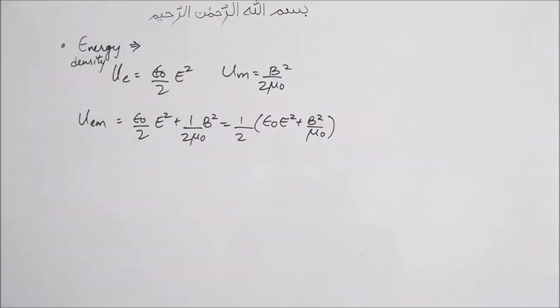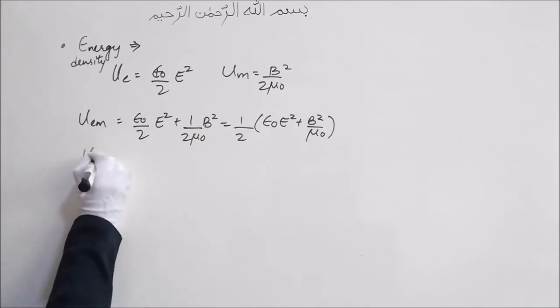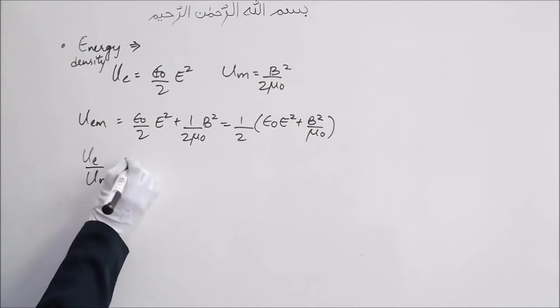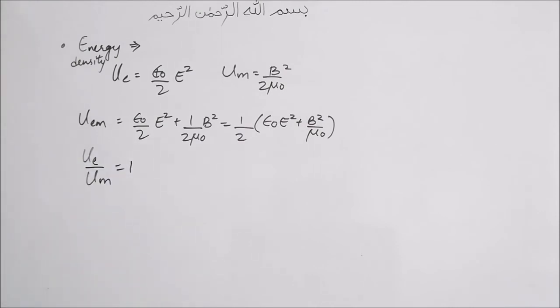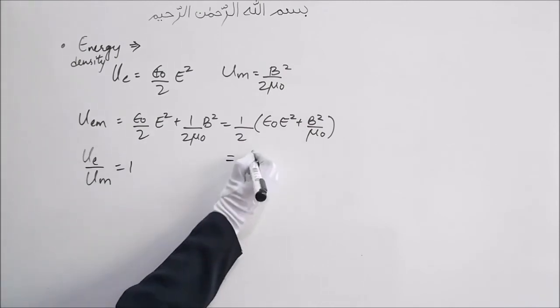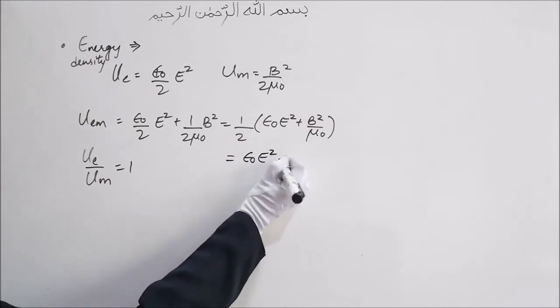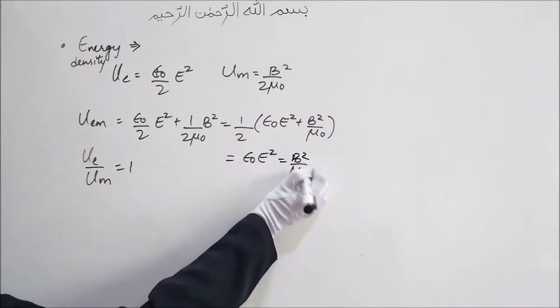In free space or vacuum, the energy is equally distributed between the electric and the magnetic field. Therefore, we will have U_E upon U_M equal to 1. Or we can write U_EM will then be equal to either epsilon naught E squared, or B squared upon mu naught.